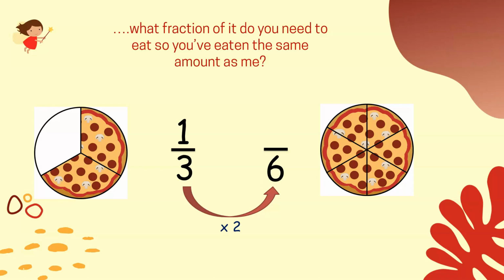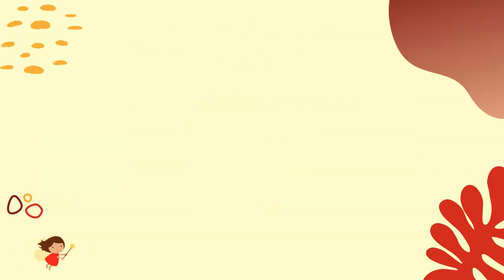What do I have to do to the bottom? I have to do the same to the top. So I have to multiply my numerator by 2 as well. 1 times 2 is 2. So you've got to eat 2/6 of your pizza.